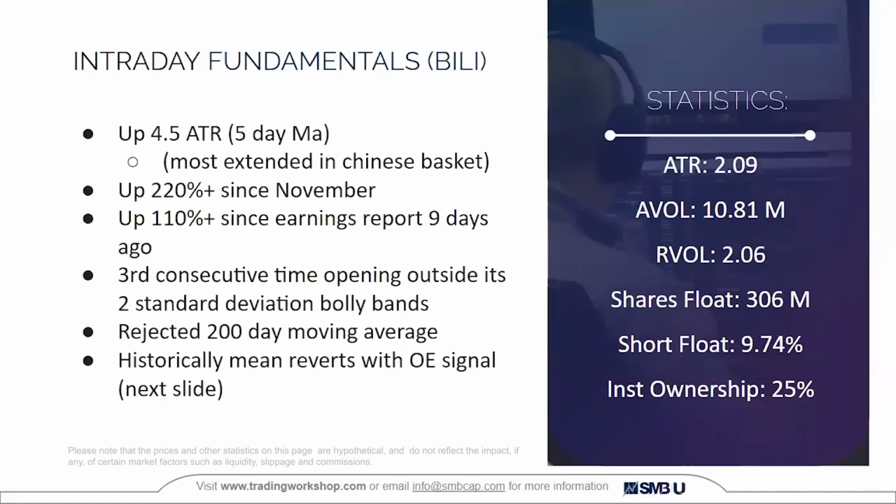All right, let's see what we got. So with Billy's intraday fundamentals, we were up 4.5 ATRs and on a 5-day average. And this was the most extended in the Chinese basket. I have a list on TradingView of just all the ADRs I like to trade, and this one was by far the most extended out of that group. So you didn't just pick Billy, you picked the best China ADR for you to trade on this day. Mm-hmm. You looked at several of them.